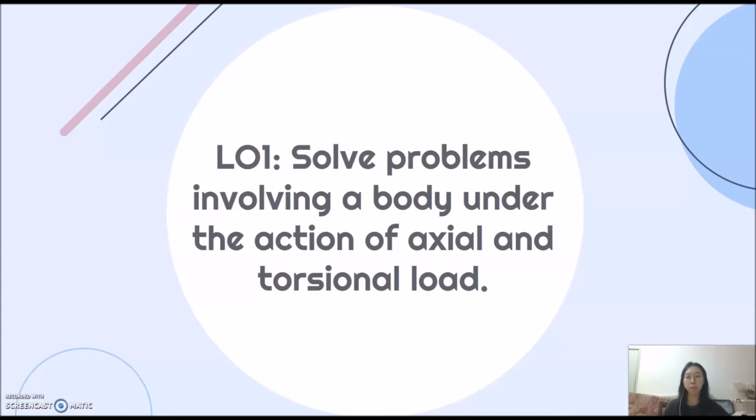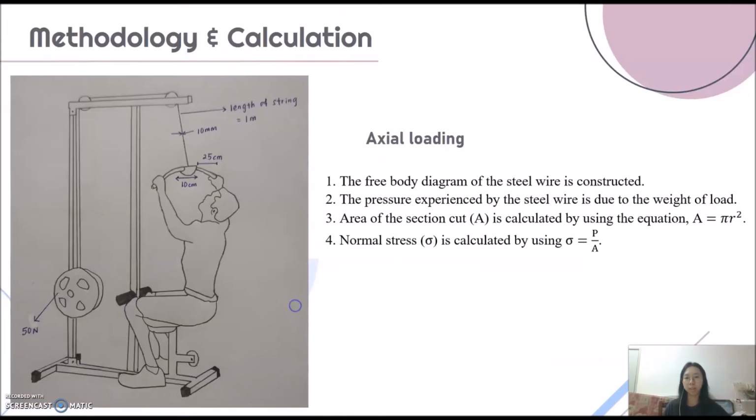Now I'm going to talk about LO1: solve problems involving a body under the action of axial and torsional load. First, we are going to look at the axial loading. In this case, we are going to look at this part of the steel wire. First, the free body diagram of the steel wire is constructed, and this steel wire will experience a pressure due to the weight of the load.